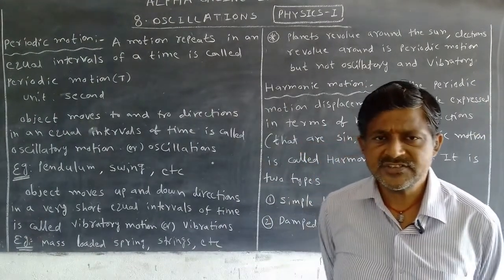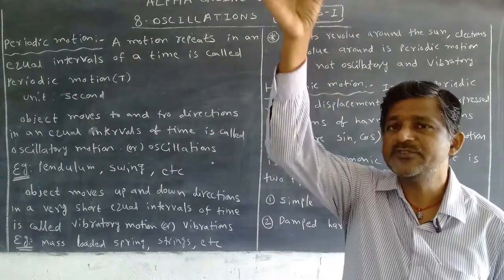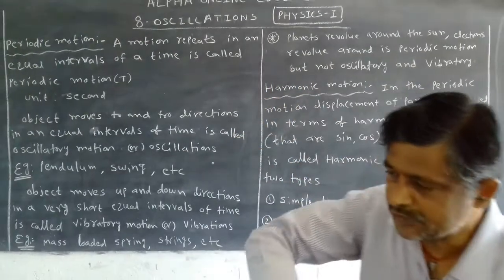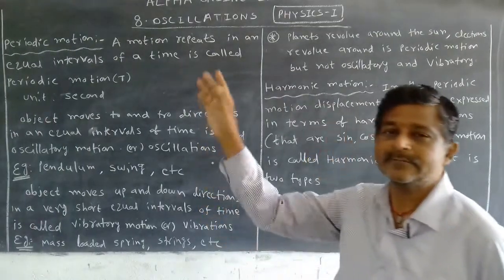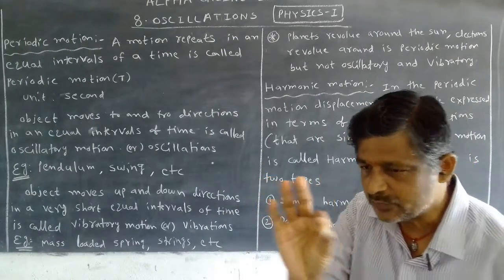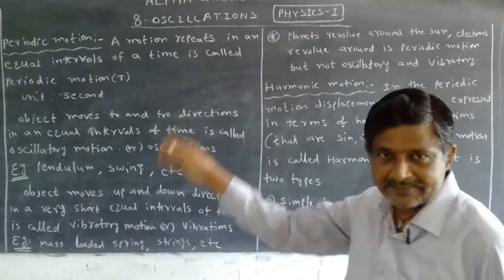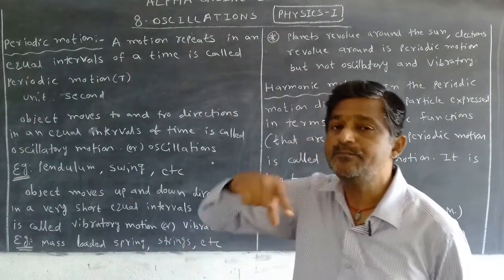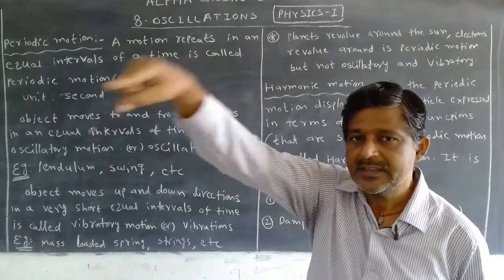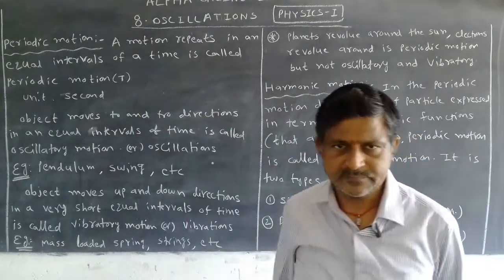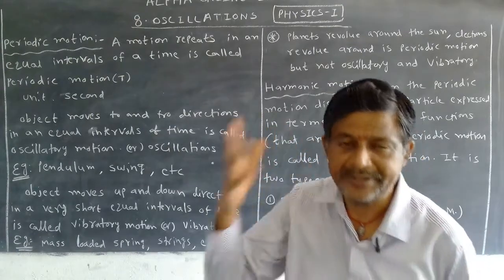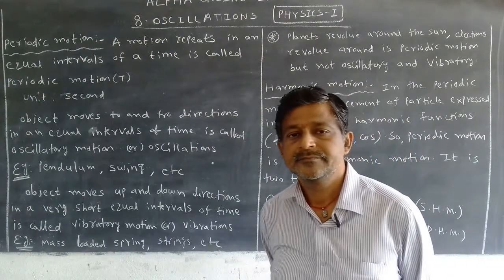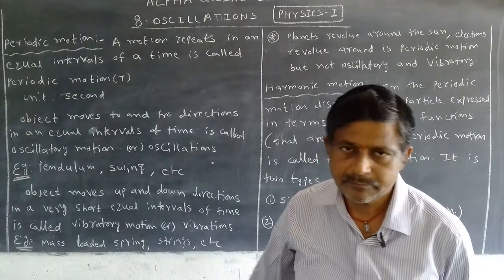Under the translatory motion, the object moves in a straight line, or moves as a projectile. It comes under the translatory motion. An object that rotates in a circular path with reference to a point is called rotatory motion. These we studied in the previous chapters.